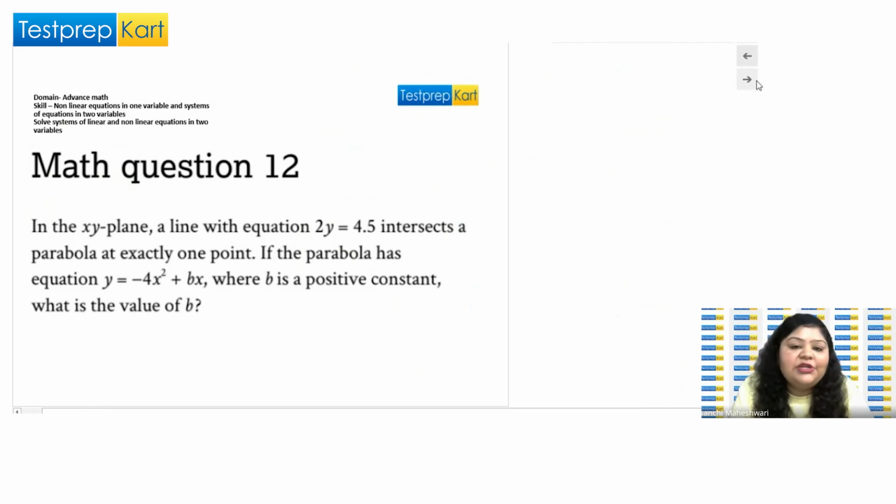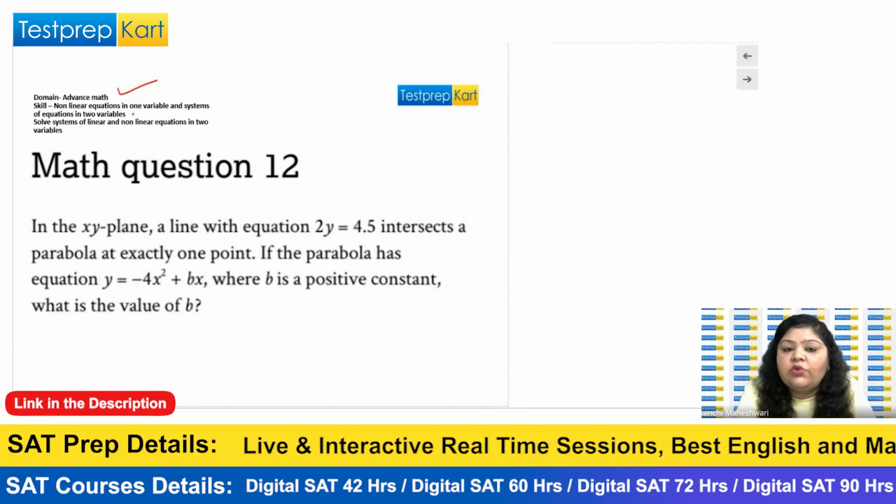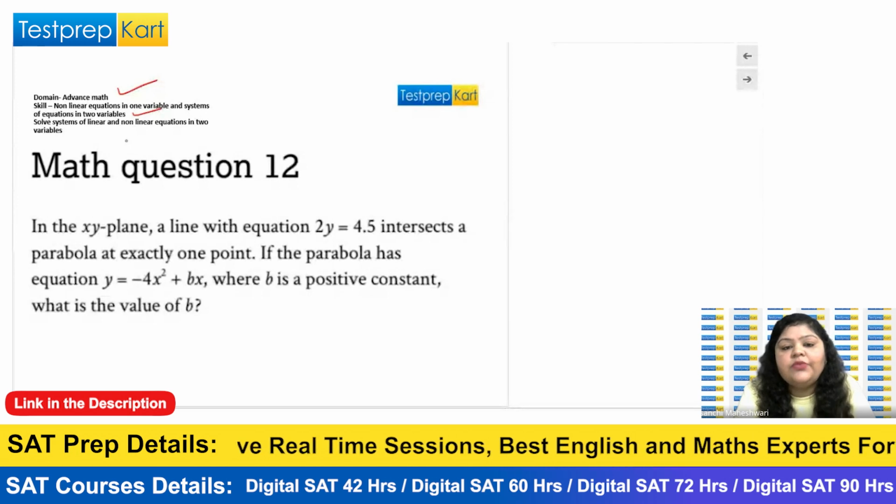Next question, question number 12. Now see, that also belongs to the same module, that is advanced math, and it belongs to the non-linear equation in one variable and the system of equation in two variables. Okay, now have a look.